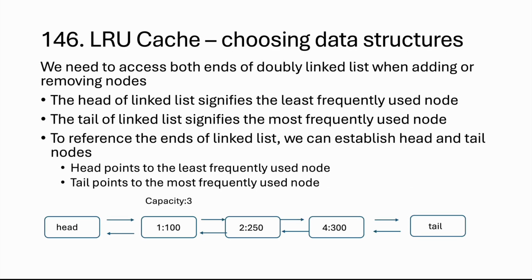We need to access both ends of the doubly linked list when adding or removing nodes. The head of the linked list signifies the least recently used node. The tail of the linked list signifies the most recently used node. To reference the ends of the linked list, we can establish head and tail nodes. Head points to the least recently used node. Tail points to the most recently used node.